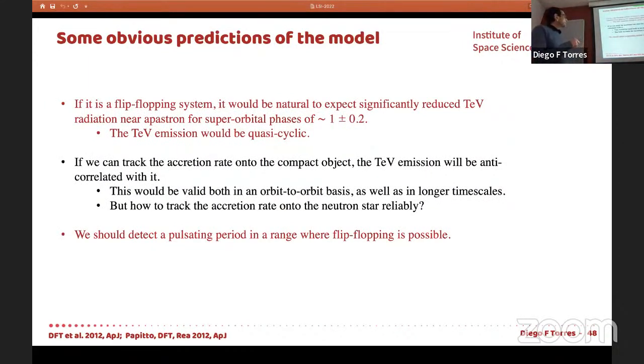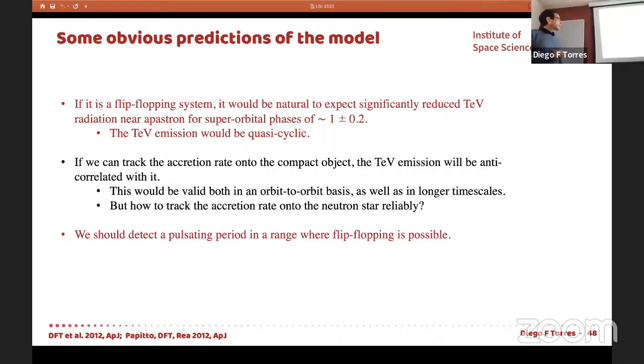First, we predicted that if it is a flip-flopping system, it would be natural to expect significantly reduced TeV radiation near periastron for the superorbital phases in which the disk is so large that periastron is also within the equatorial decretion disk. And this has never been observed before. We had to wait almost 2 years or more to test this.